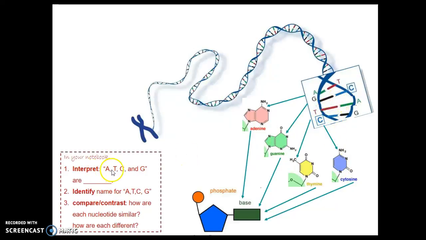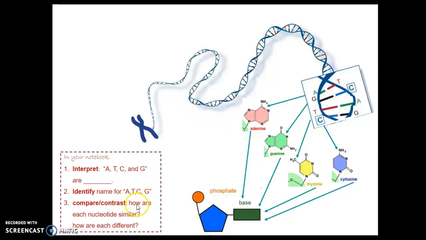It says interpret A, T, C, and G are, so based on the picture, look where they're pointing. The A points to this part of the nucleotide. So A, T, C, and G really are just pointing to which part of the nucleotide. After you answer that, it says identify name for A, T, C, and G. So A stands for adenine. So in your notebook, you'd write A equals adenine, G equals guanine, T equals thymine, and C equals cytosine.